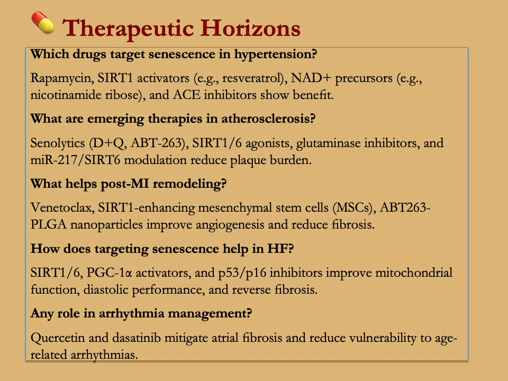How does targeting senescence help in heart failure? SIRT1-6, PGC-1 alpha activators, and p53, p16 inhibitors improve mitochondrial function, diastolic performance, and reverse fibrosis. Any role in cardiac arrhythmia management? Quercetin and dasatinib mitigate atrial fibrosis and reduce vulnerability to age-related arrhythmias.